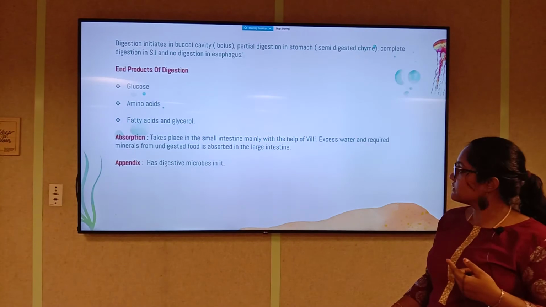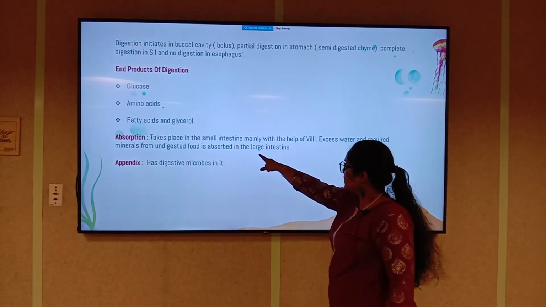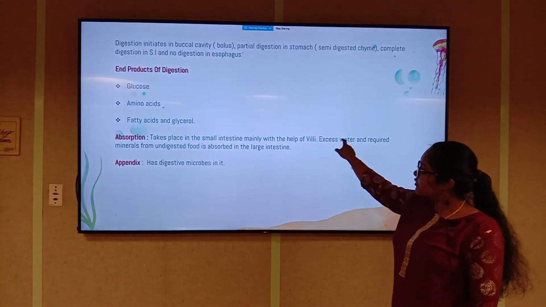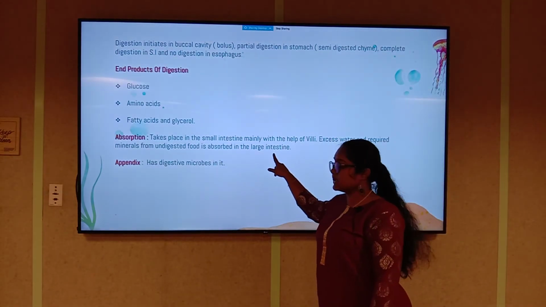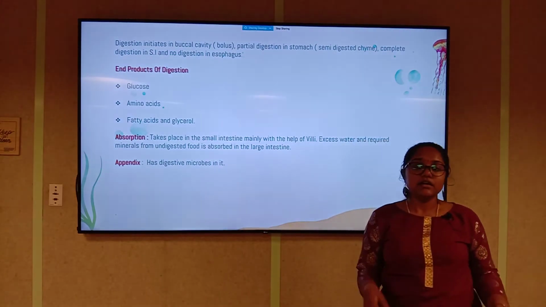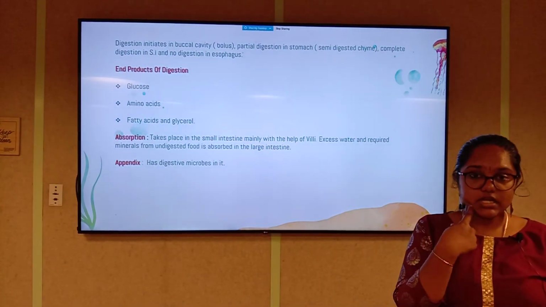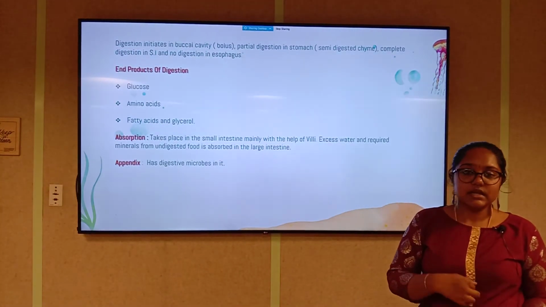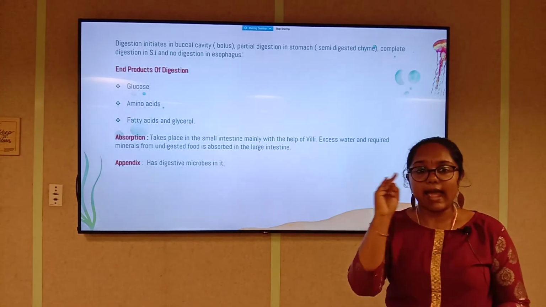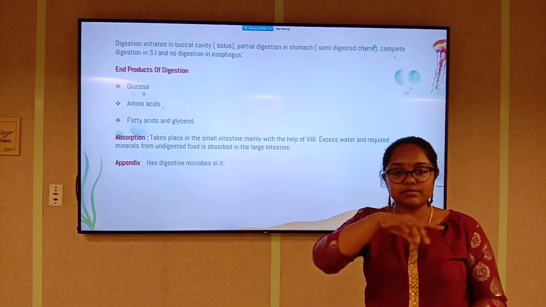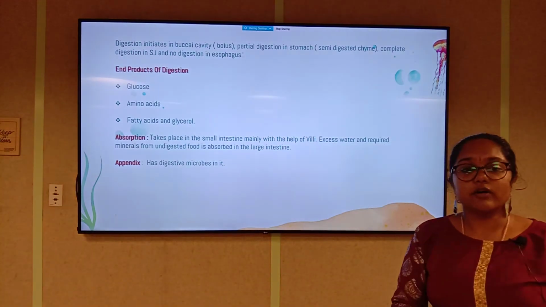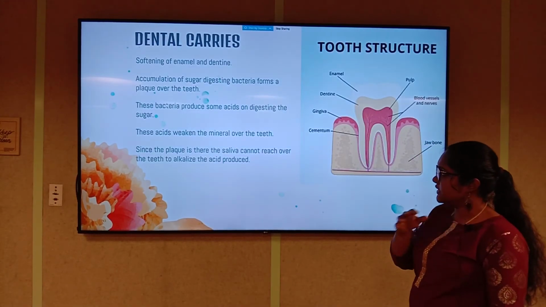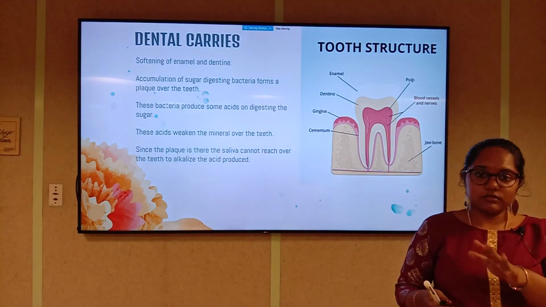Previous slide. Here. So absorption takes place in the small intestine mainly with the help of villi, and the excess water and minerals from the undigested food are absorbed in the large intestine. Is that clear? So ingestion only in the buccal cavity, digestion in the buccal cavity, stomach and the small intestine, absorption in the small intestine and large intestine. Assimilation takes place in the whole body. Next slide. Next. Here. Now do not forget.